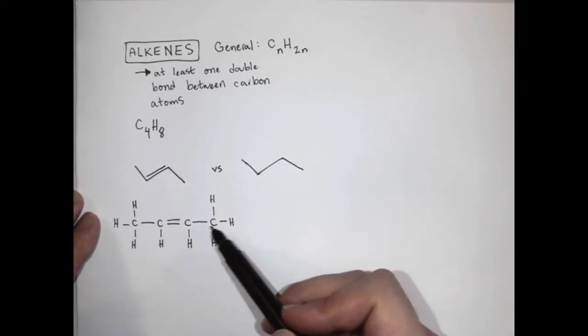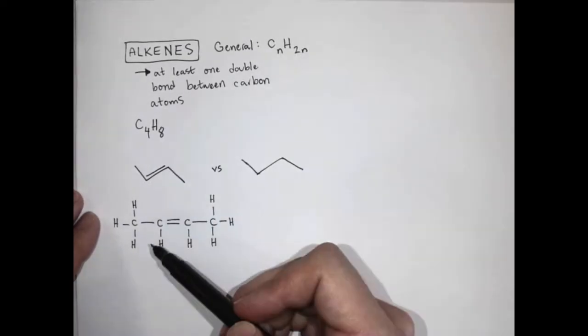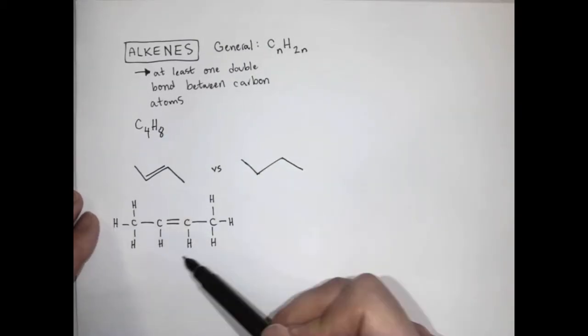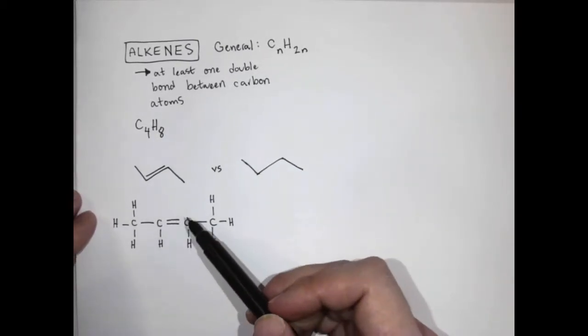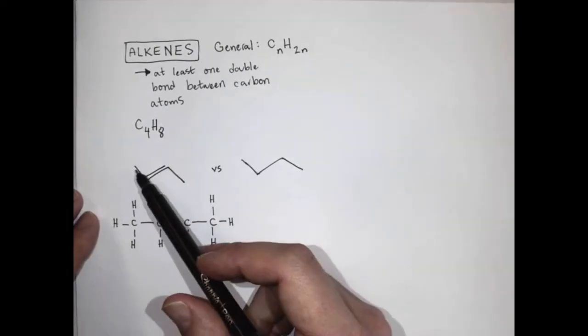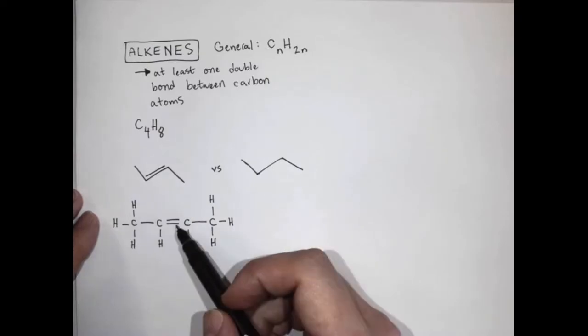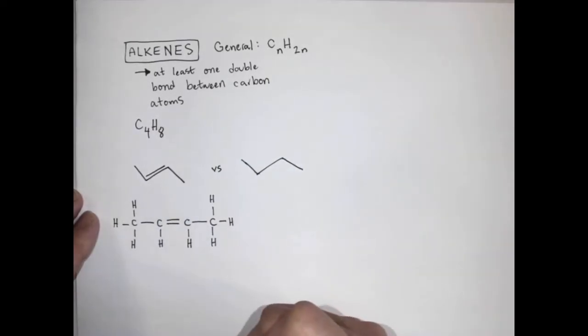So here I've got my 4 carbons, and I've got a double bond right in the middle between carbon 2 and carbon 3. This structure is representing the same molecule that we see here in this line structural formula. Okay, so the double bond is between carbon 2 and carbon 3.